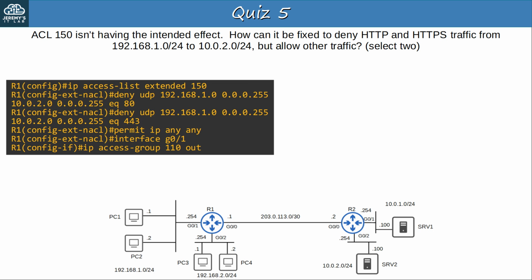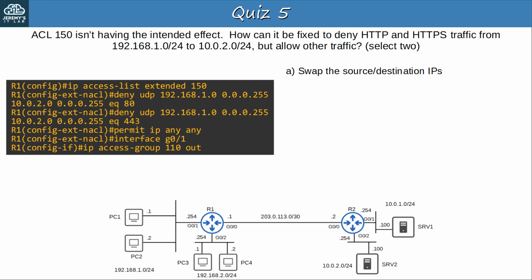ACL 150 isn't having the intended effect. How can it be fixed to deny HTTP and HTTPS traffic from 192.168.1.0/24 to 10.0.2.0/24, but allow other traffic? Select 2. Okay, so you can see ACL 150 and the network topology below. Here are the options.